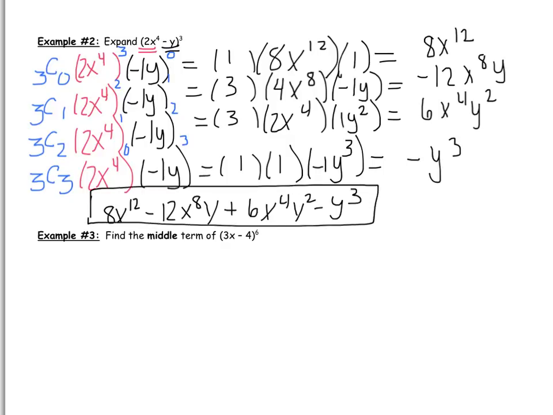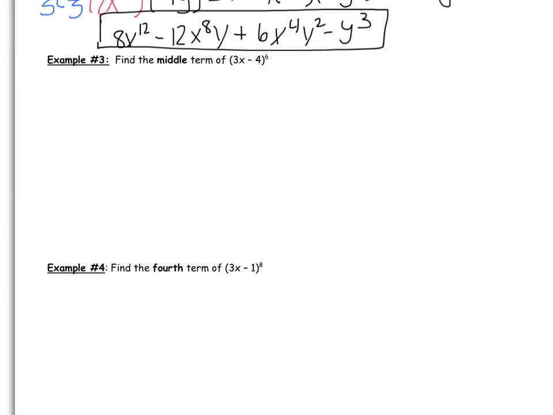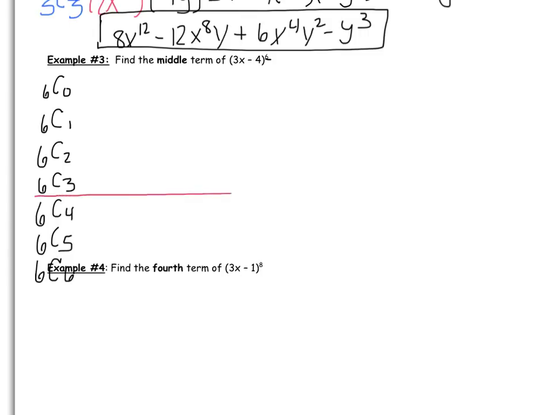Okay. Let's set up example number 3, and you'll finish it. So find the middle term of 3x minus 4 to the 6th power. So we always start with the power first. So 6c0, 6c1, 6c2, 6c3, 6c4, 6c5, and 6c6. So where would the middle term be? Well, just find it. Find the middle. This one with this one, this one and this one, this one and this one. So this guy right here is my middle term.